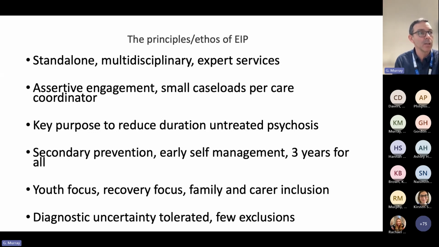Assertive engagement with small caseloads per care coordinator, a focus on reducing that DUP, and having 3 years for everybody, not just discharging people early, and really trying to have that secondary prevention, the prevention of relapse, as a big focus. The youth focus, and family and carer inclusivity, tolerating diagnostic uncertainty, so having a broad net, if you like, to welcome people in rather than what services often do, which is try to bat everybody away.